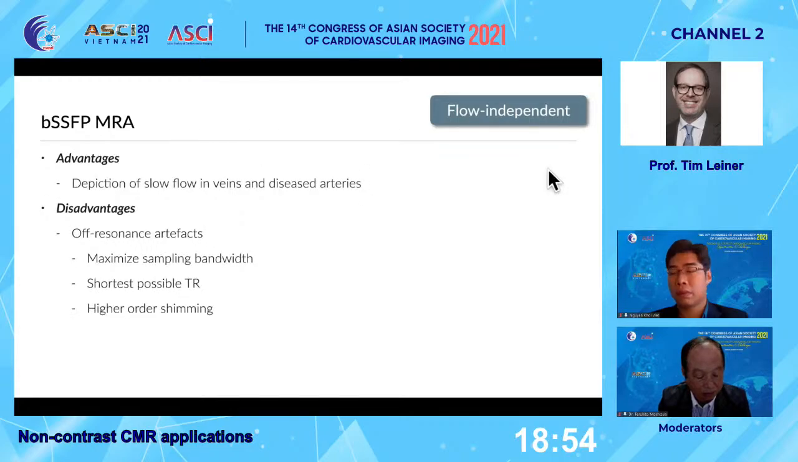The advantage of this family of techniques is that it is very good at depiction of slow flow in veins and diseased arteries. The disadvantage is that this technique suffers from off-resonance artifacts. So what you need to do here is maximize the sampling bandwidth, scan with the shortest possible TR, and preferably use higher order shimming.